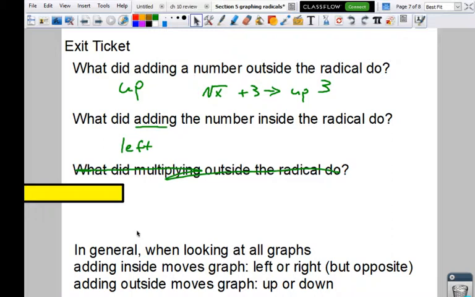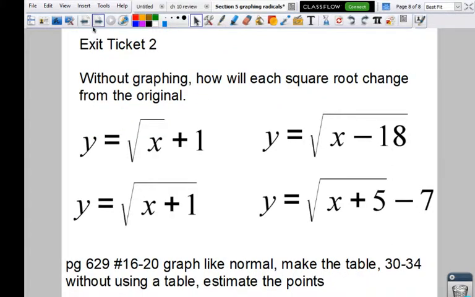All right. So let's look at some of these. Without actually graphing these in Desmos, if I have square root of x and then a plus 1 outside, which way is that going to go? On the outside, it's going up. It's going to go up 1, right? Up 1. All right. What about if I have the square root of x plus 1 but inside? It's going to go left 1.